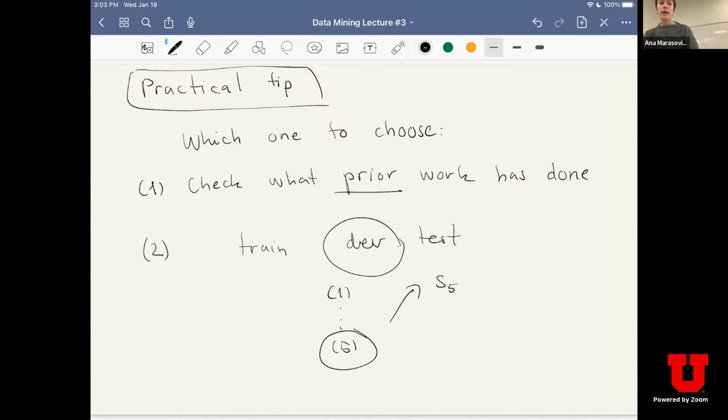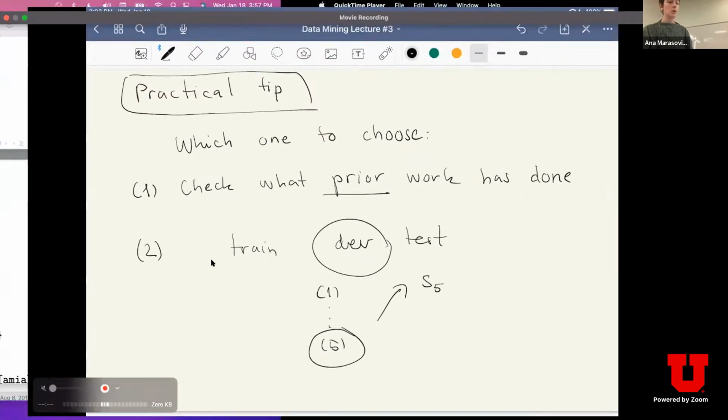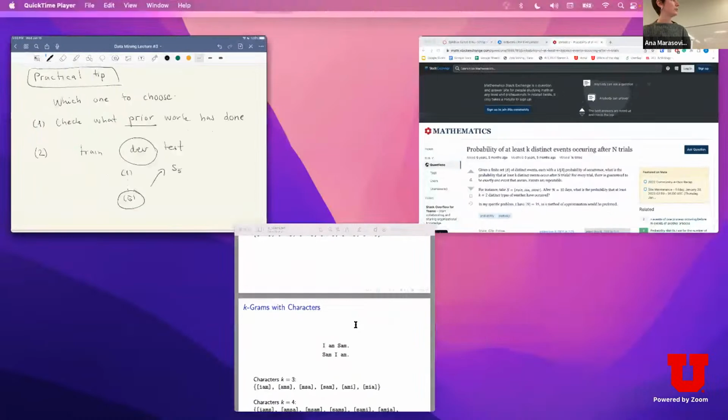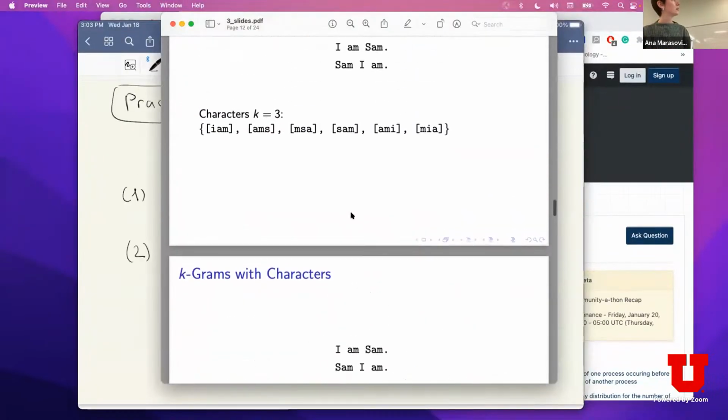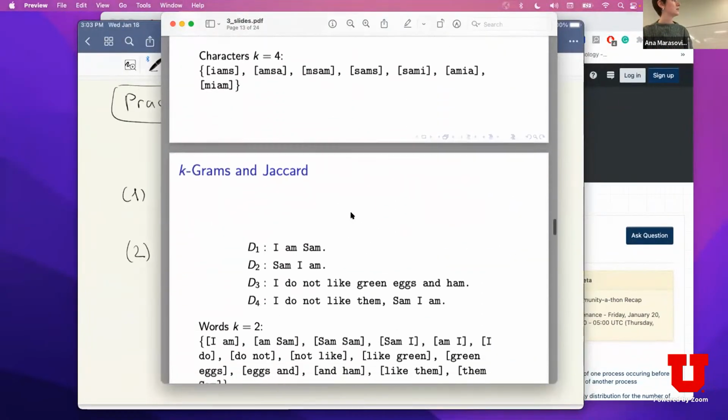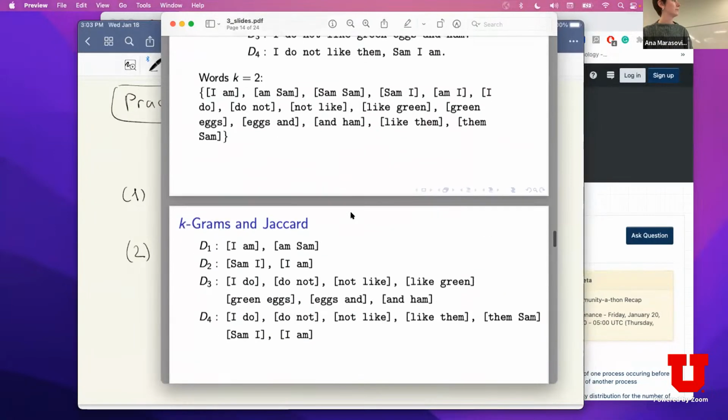Okay, so I will go back to slides and we'll go over how to use Jaccard similarity there. And then I actually will ask you to calculate something for me.